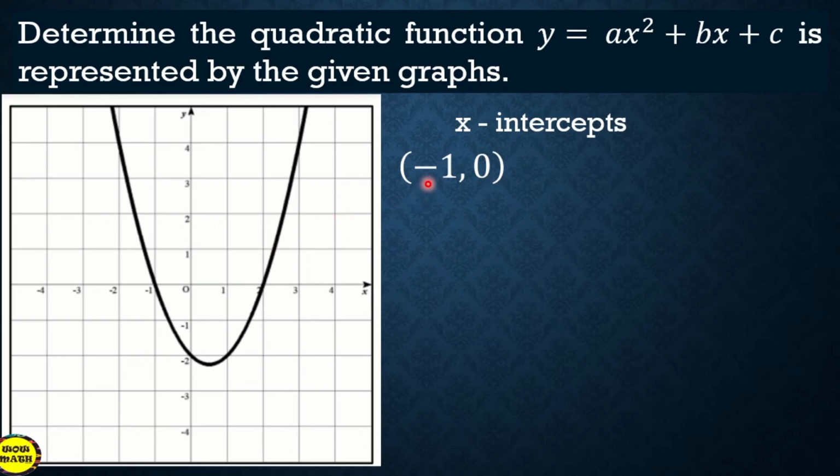Kung nalilito kayo kung paano kunin yung point, balikan yung discussion nyo sa grade 8 lesson, which is the Cartesian plane. So, negative 1, 0 kasi yung x natin is negative 1 and then yung y natin is 0. Dapat mauna lagi sa ordered pair natin yung x value natin. And then yung isa pang x-intercept is yung 2, 0. Okay. So, gamit yung x-intercept, pwede natin kunin yung quadratic function sa graph na to.